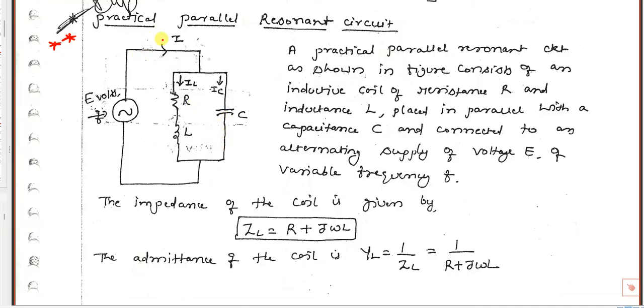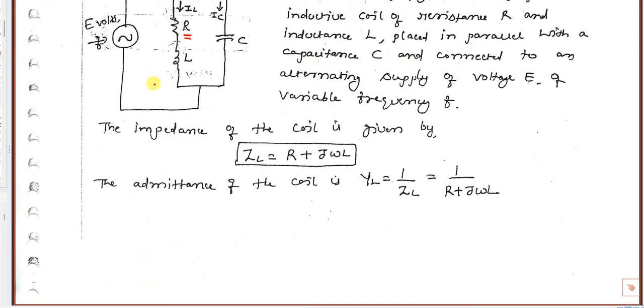So in the practical parallel resonance circuit, no separate resistance will be there in parallel. Only L and C will be there. Out of L and C, the inductor has internal resistance R. That is the first practical parallel resonance circuit. In the second one, in the capacitor branch also, one more resistance will be there. So let us do the first one, the practical parallel resonance circuit where only the inductance has internal resistance R. It is connected across voltage E with variable frequency F.